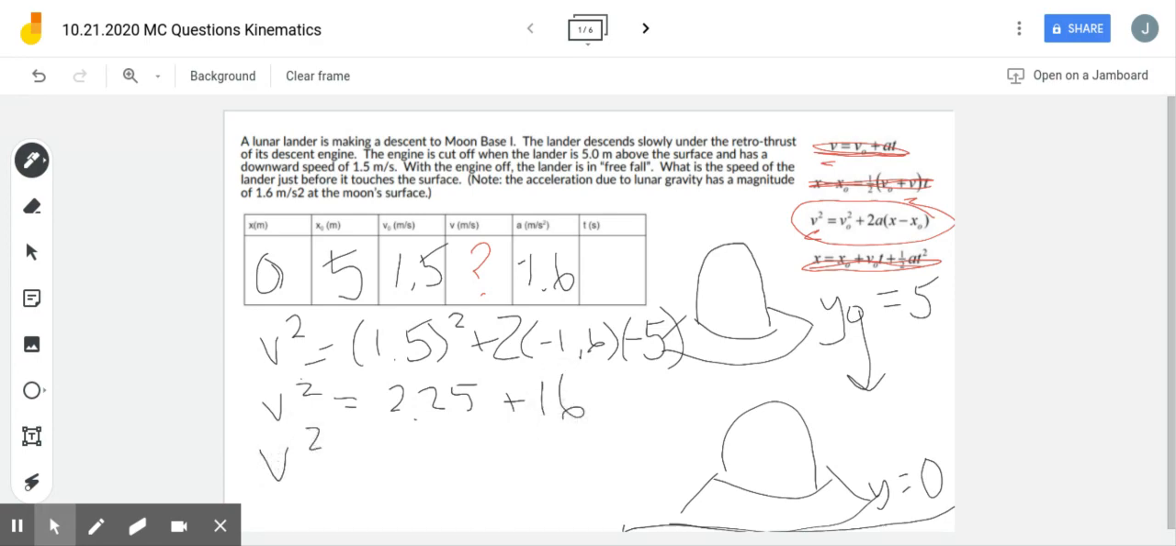So V squared is equal to 18.25, and we need to take the square root of that. So we get that V equals 4.27 meters per second.